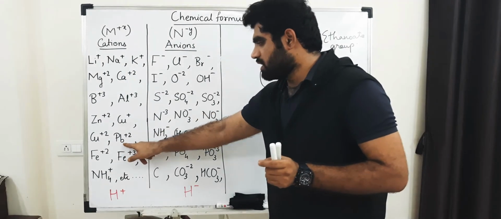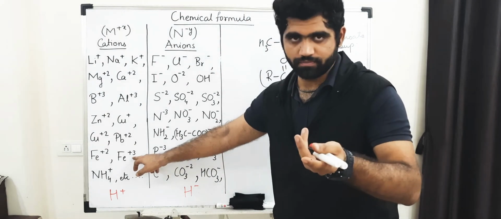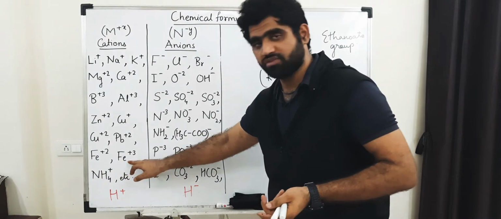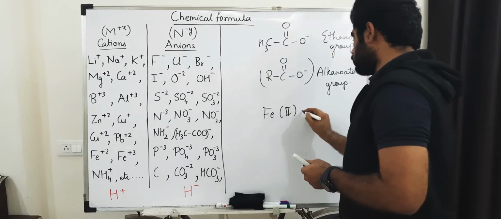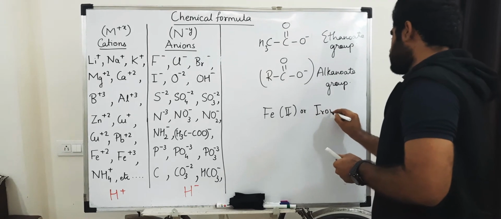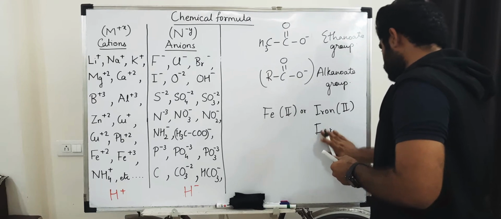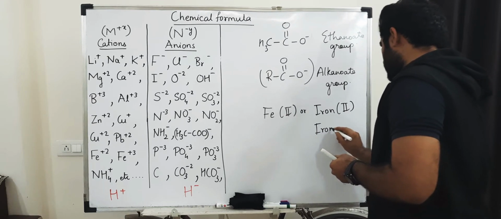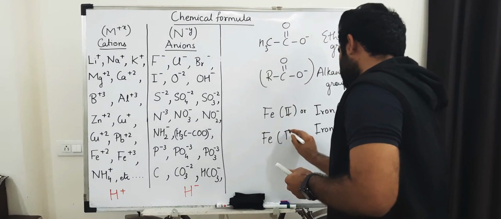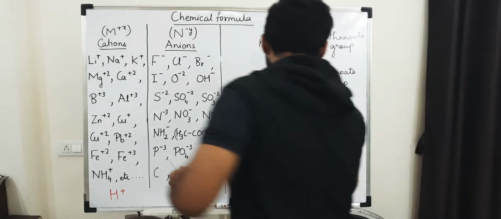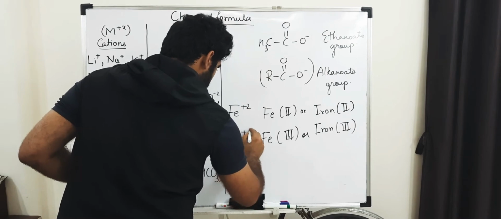Okay, then this is lead ion. This is ferrous ion, Fe plus 2, and Fe plus 3 is ferric ion, also written as Fe2, Fe3. This can also be written as iron 2 and iron 3. So this means this is ferrous, Fe plus 2, and this is ferric, Fe plus 3.